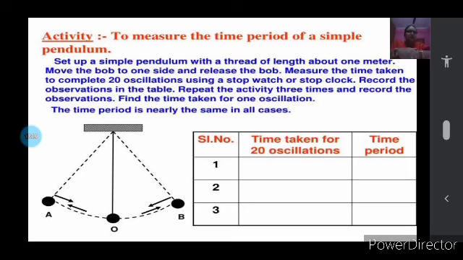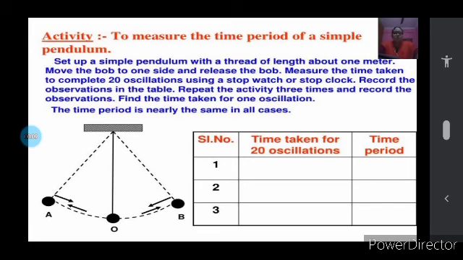Set up a simple pendulum with a thread of length about 1 meter. Move the bob to one side and release the bob. Measure the time taken to complete 20 oscillations using a stopwatch or stop clock. Record the observation. Repeat the activity 3 times and record the observations. Find the time taken for one oscillation. The time period is nearly the same. Yes, children, we will continue learning how to measure the time period of a simple pendulum.